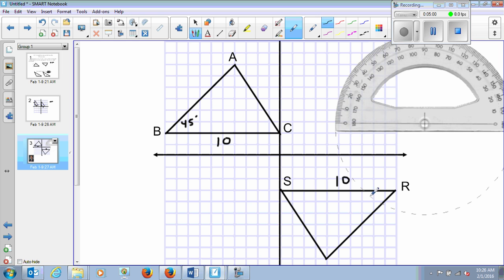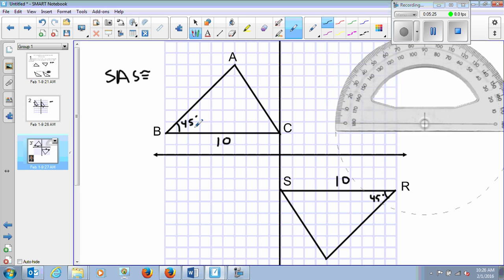So this is also a 45-degree angle. Now, since I found that angle and I have this side, think about which side I would need to prove that these triangles are congruent by side, angle, side, because remember, my angle has to be the included angle. This angle right here and this angle right here are included between side 10 and whatever AB is.